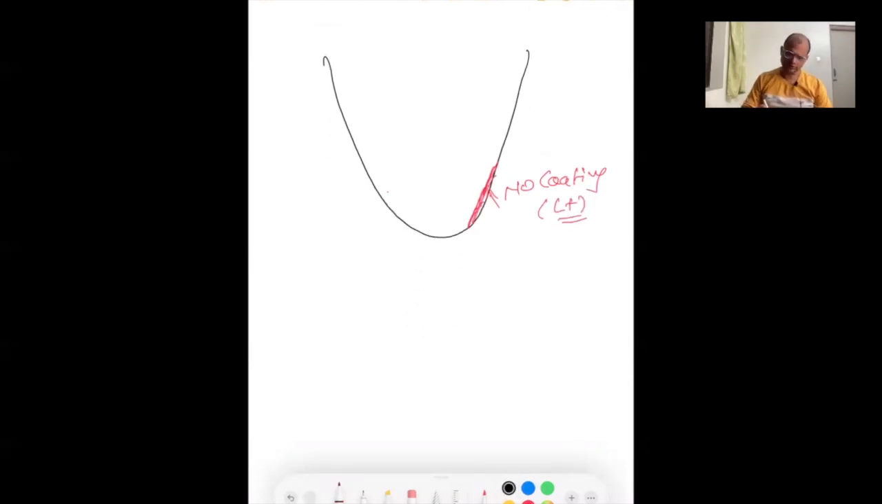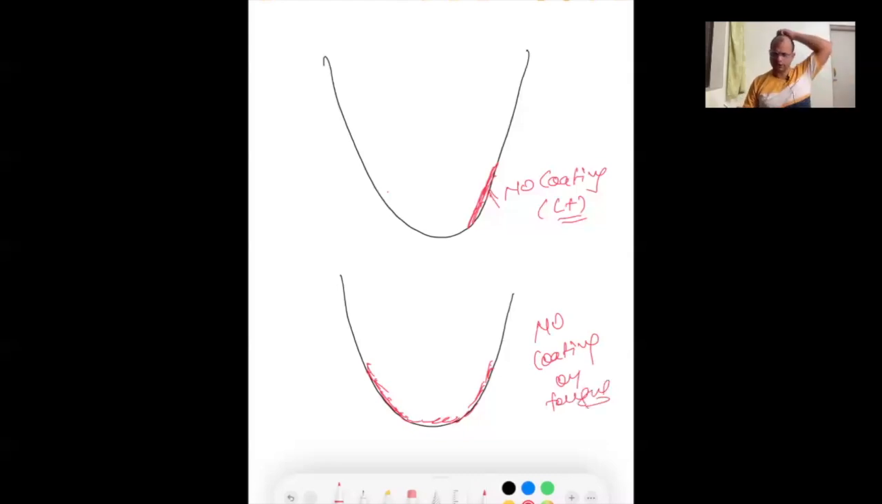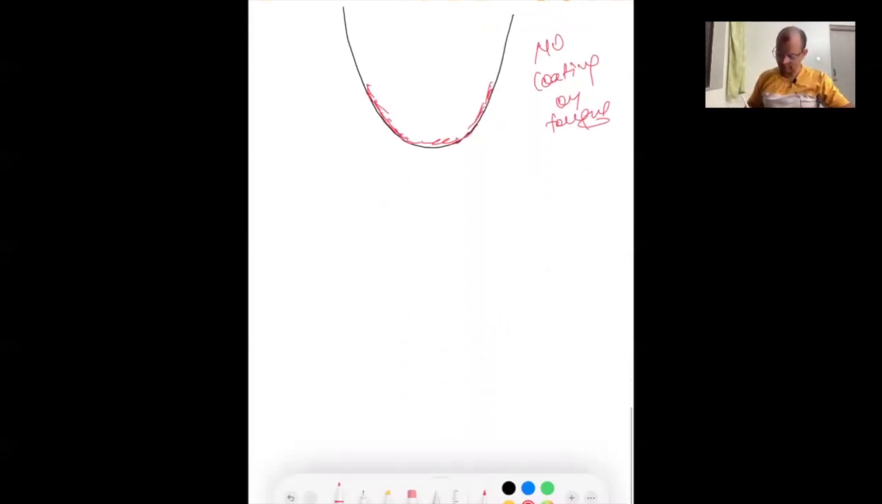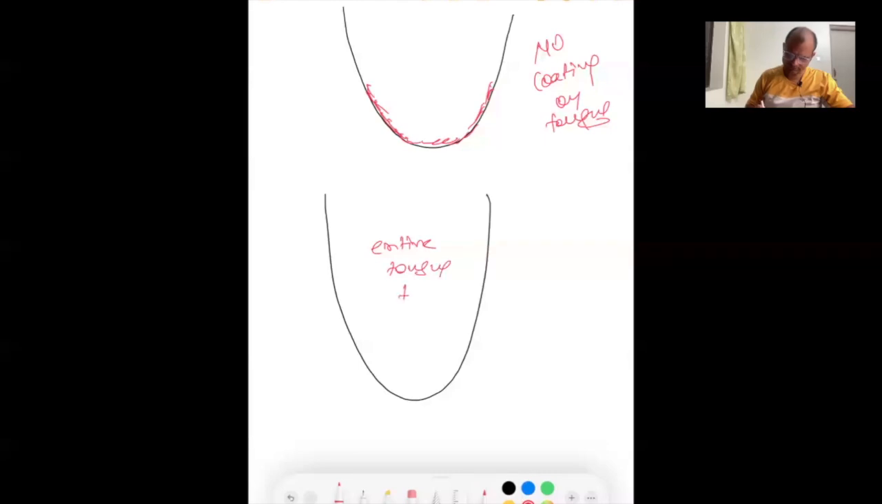Or maybe we can see no coating this side, even this side. On the side, no coating on tongue. यहां पर आपको कोटिंग का अभाव मिलेगा, तो ये साइन है लिवर इन डेफिशिएंसी का. Sometimes you will see the entire tongue is not having coating, no coating. So yin deficient pattern.